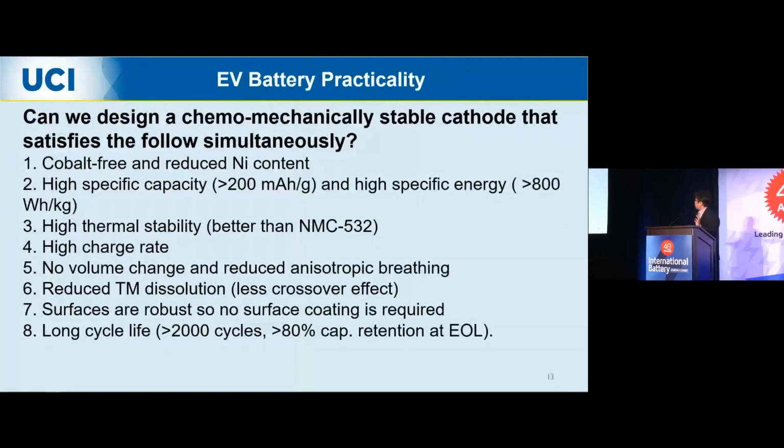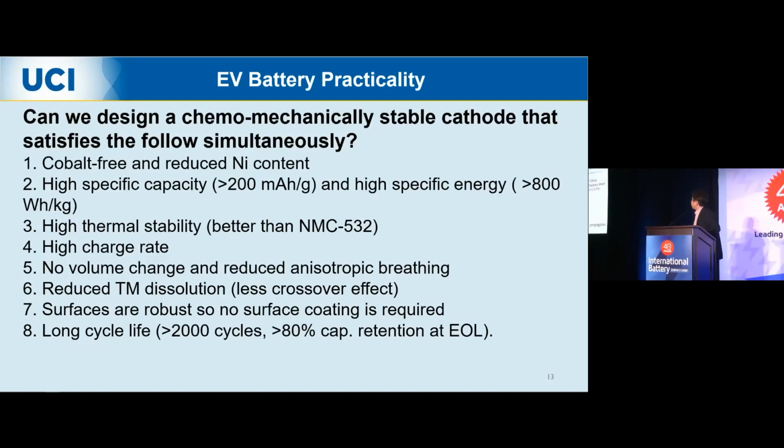And of course, what are the metrics that I'm constrained to work with? I want cobalt-free, I want reduced nickel content, I want a high specific capacity higher than 200 milliamp hour per gram, I want a high specific energy higher than 800 watt-hour per kilo, I want high thermal stability, so my material is more stable than NMC 532. I want a high charge rate, no volume change, reduced anisotropic breathing, reduced transition metal dissolution, less crossover. I want the surface to be robust, but at the same time it doesn't need surface coating, so it reduces manufacturing costs. The last metric is long cycle life. Safety and cycle life are the two things I think all EV makers mostly care about. Whatever you put in third is cost.